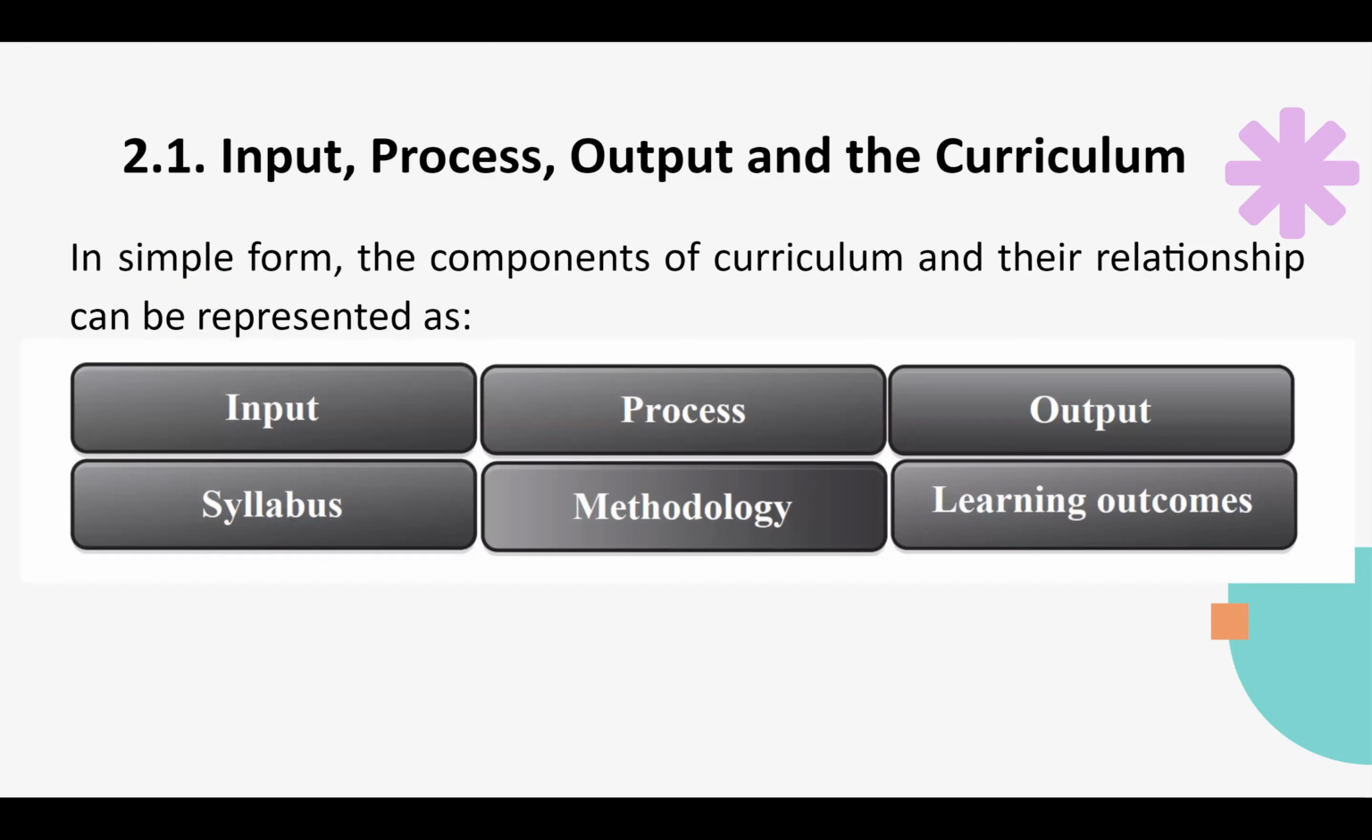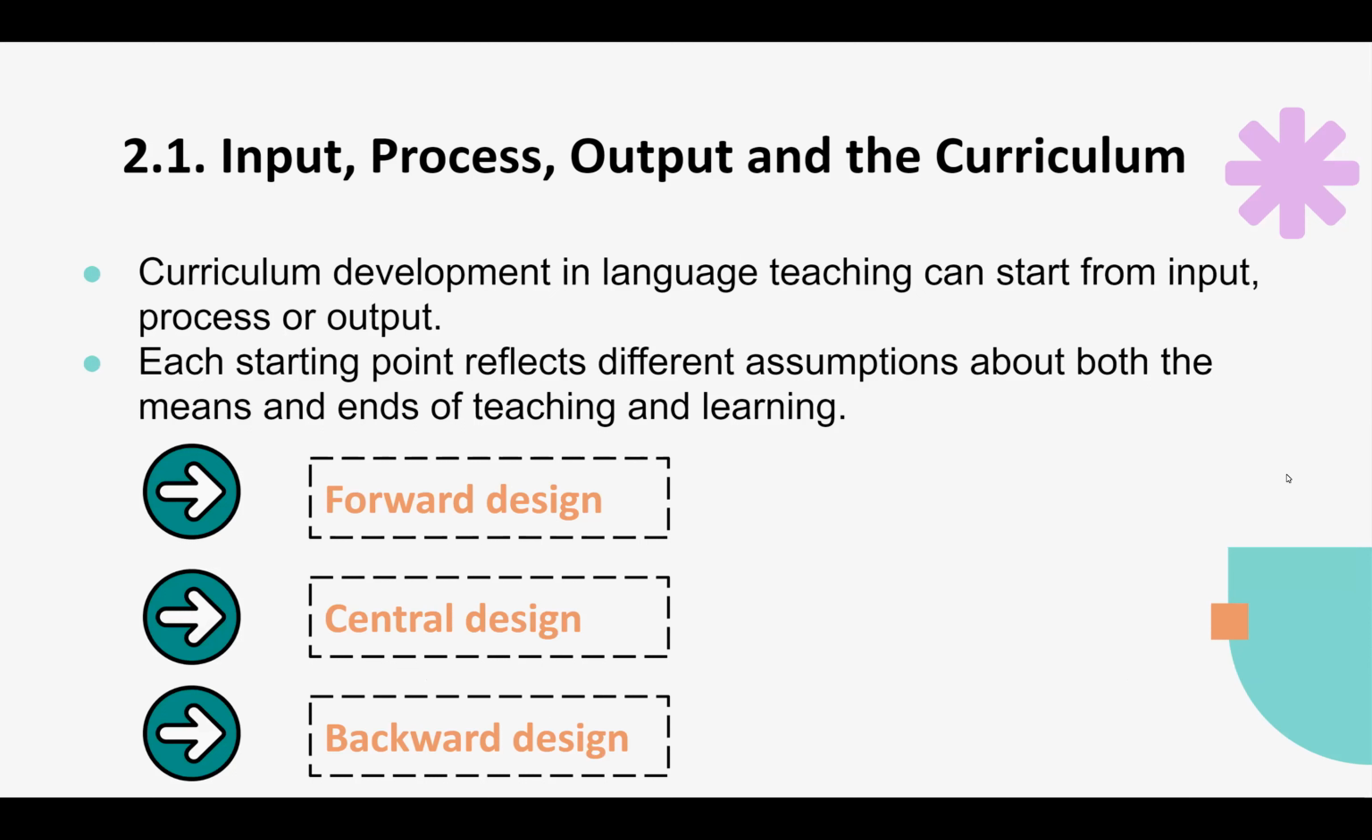So in simple form, the components of curriculum and their relationship can be represented as input, syllabus, process, methodology, output, and learning outcomes. So together, the curriculum development in language teaching can start from either input, process, or output, and each starting point reflects different assumptions about both means and ends of the teaching learning. So we will introduce you to the three approaches, which are forward design approach, central design approach, and backward design approach.